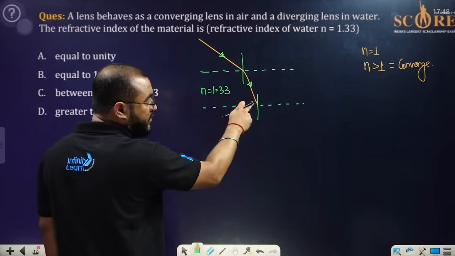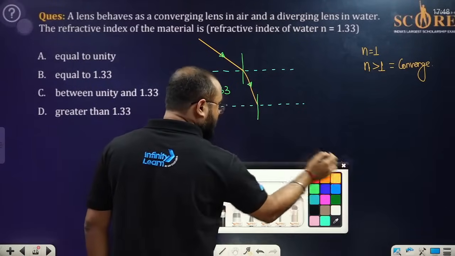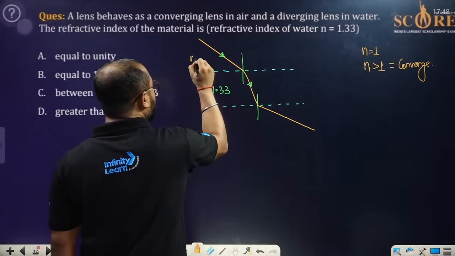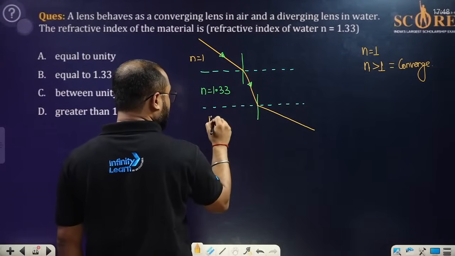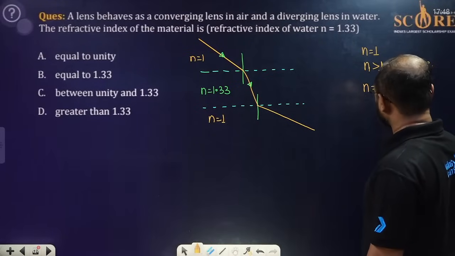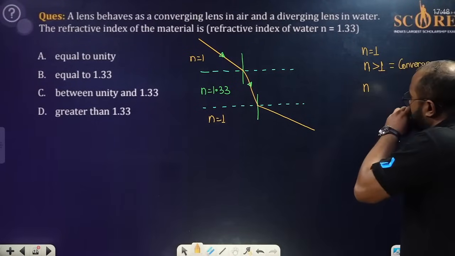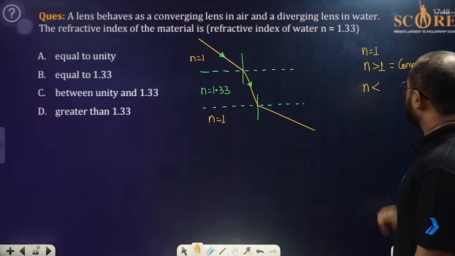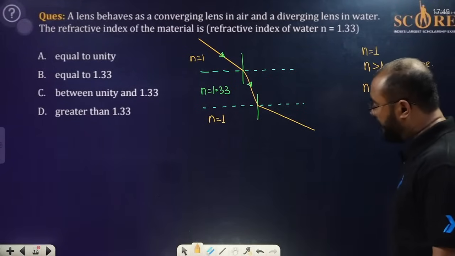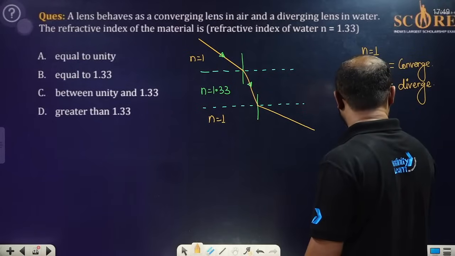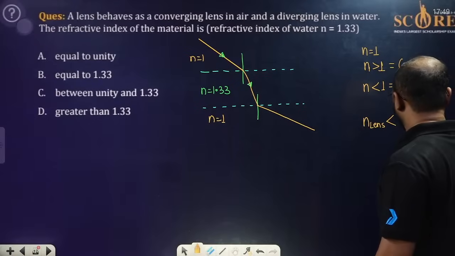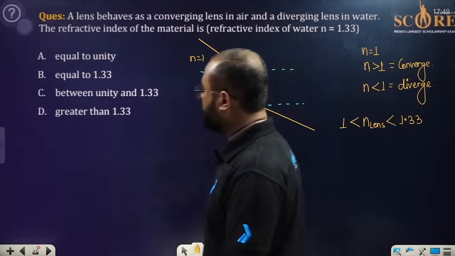After passing from the denser medium, that is 1.3, the ray of light is going to diverge. It is going to be like this. So this angle is going to diverge only. This is 1 and this is 1. So when we talk about the lesser refractive index, if the value of n is less than 1, then it is going to diverge. That means the refractive index of the lens should be smaller than 1.3 and greater than 1, or unity.